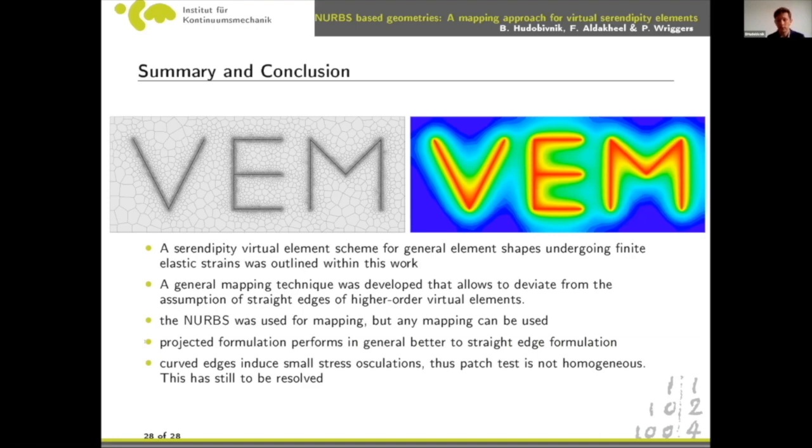And although in some cases the results were the same as the curved geometry of the standard VEM, we have shown that on the patch test, the standard VEM produces some oscillations, while ours also produces some oscillations, but they're much lower. And this is something we still have to work on. And with this, I would like to conclude my talk.